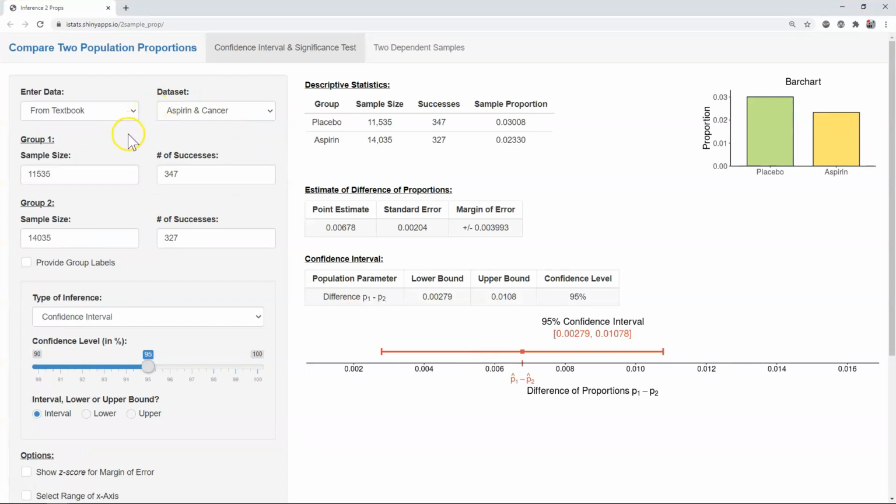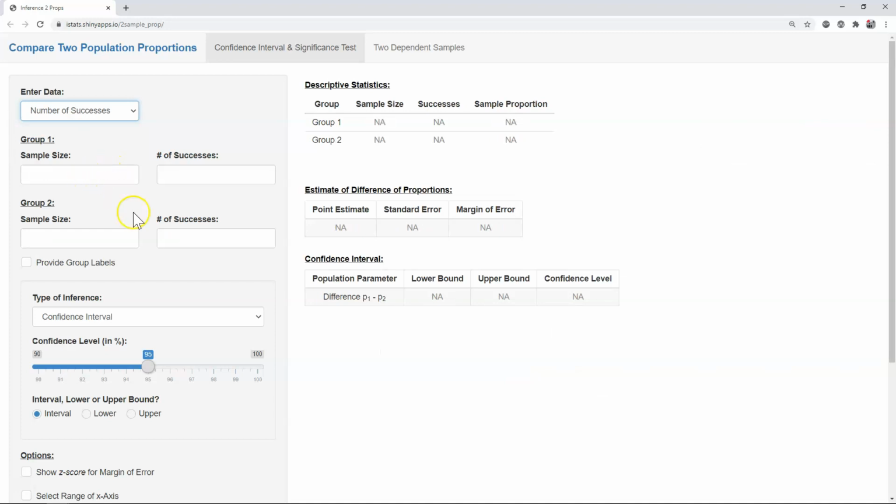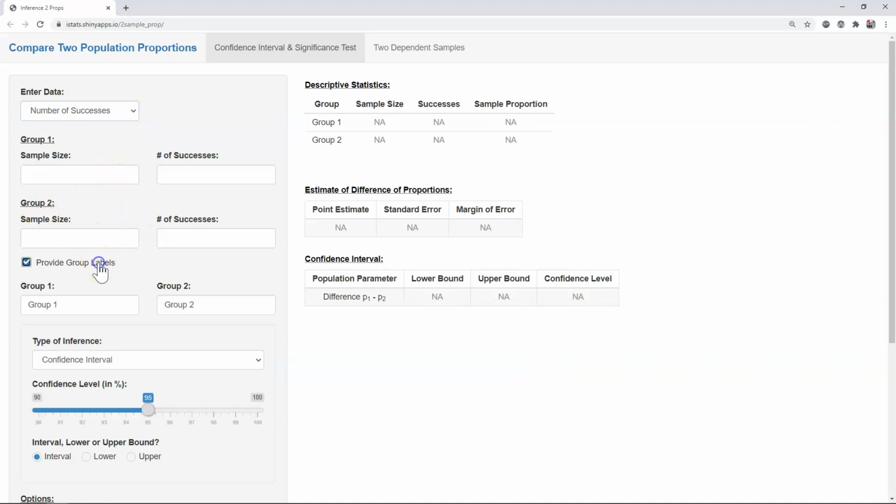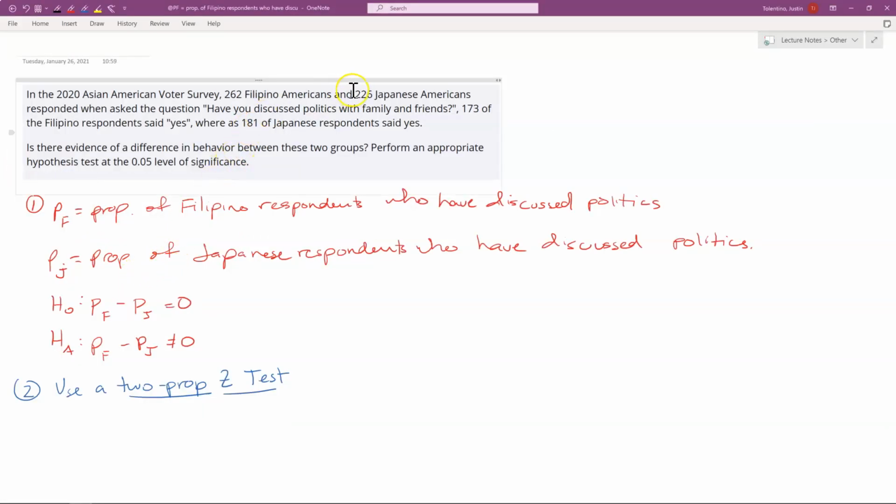We don't necessarily have the responses of actual yeses and nos, so we don't want to do individual observations. But what we do have is the summary of how many successes we have for each group. You can create group labels if you want, but we're going to compare group 1 is Filipino, group 2 is Japanese. Based off of what was said in the results, 173 Filipinos said yes, so that's 173 successes out of the 262. And for Japanese, there's 181 that said yes out of the 226. So we can put those values in here.